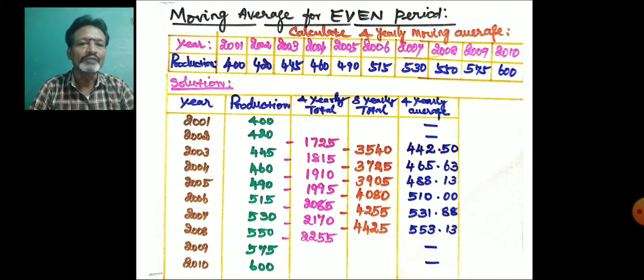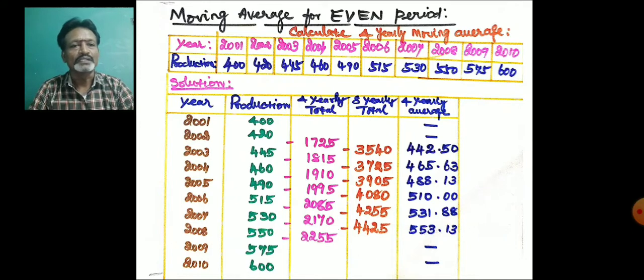Now you can leave the first value, that is 1725. You add the next two values, that is 1815 and 1910. So the total is 3725. Here the middle year is 2004, and you can leave 1815. The next two values are added and the total is 3905. It should be written on 2005. In this manner you can add and calculate the 8-year total, and it should be written on the exact middle year.